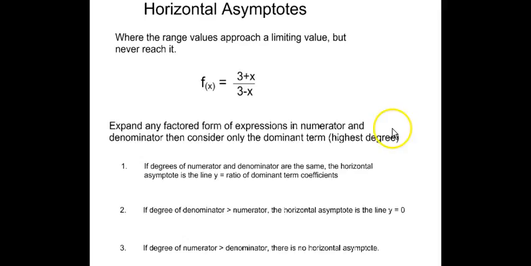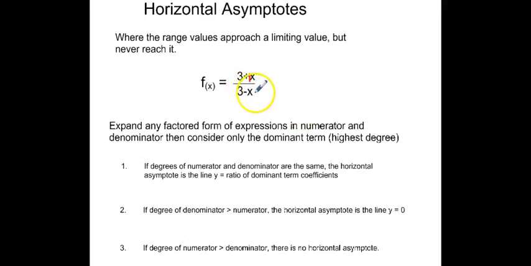Each polynomial is in expanded form, and determine the highest degree term in both the numerator and denominator. If the degree of the numerator and denominator are the same, like it was for f of x up here, then the asymptote is the line y equals the ratio of the coefficients of that dominant term. Here, the coefficient of the highest degree term is 1.